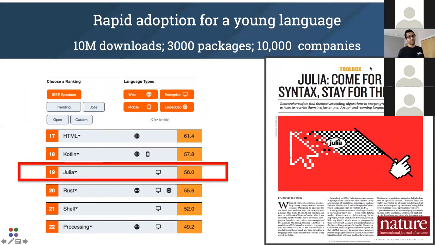Then the Nature magazine, which is one of the most premier scientific magazines, had a beautiful article on Julia last year with this title, "Come for the Syntax, Stay for the Speed."